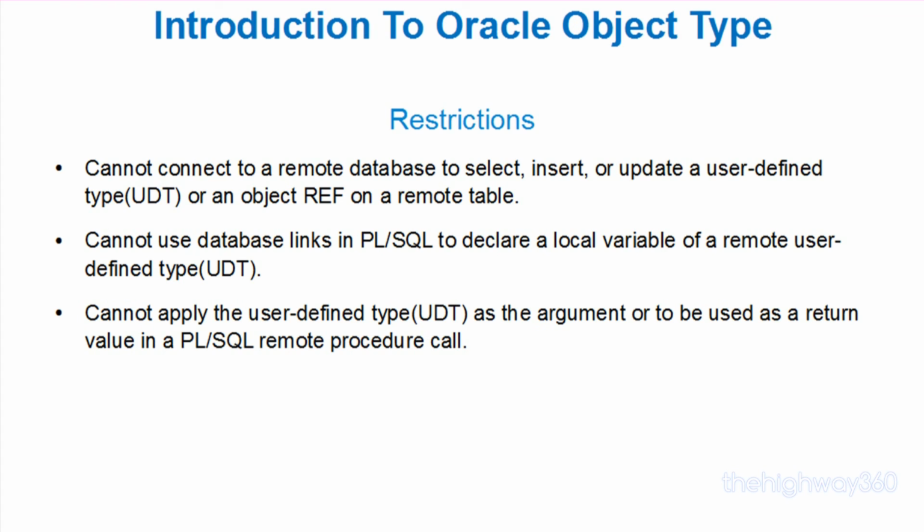And finally, you cannot apply the object type on the remote procedure call. We use it as either an argument, i.e. a parameter to pass on to it, or as a return value, i.e. you cannot have a function return a value of object type when using a remote procedure call.